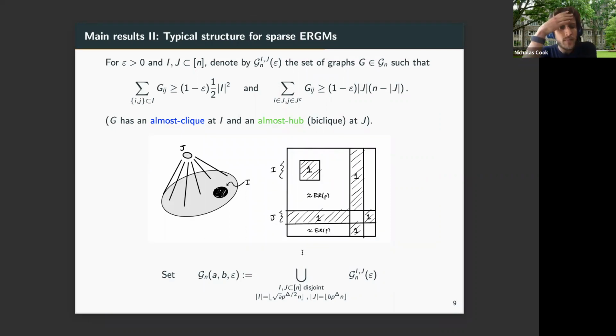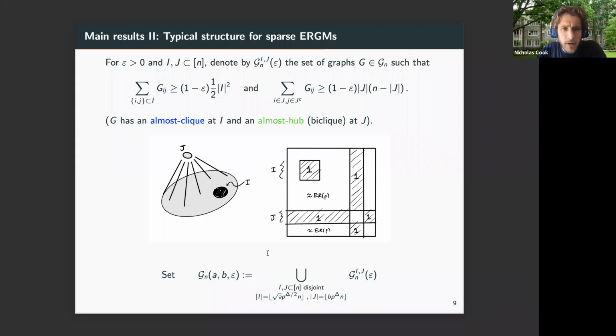So this is our second class of results. Beyond justifying this naive mean field approximation, we're actually able to establish the structure of typical samples from the distribution. So if you sample an ERGM from one of these, under these hypotheses where the Hamiltonian doesn't grow too much and the p is decaying at a certain polynomial rate, then we can actually tell you what the graph is going to look like with high probability.